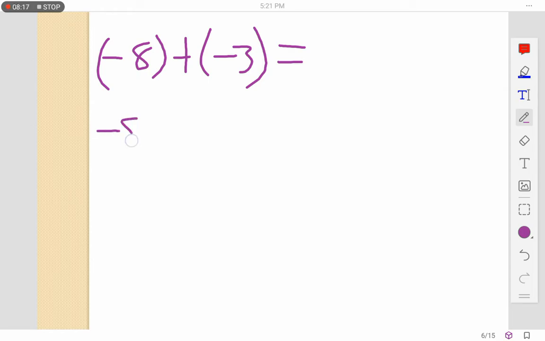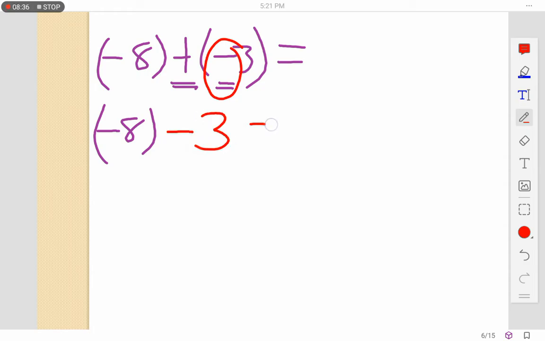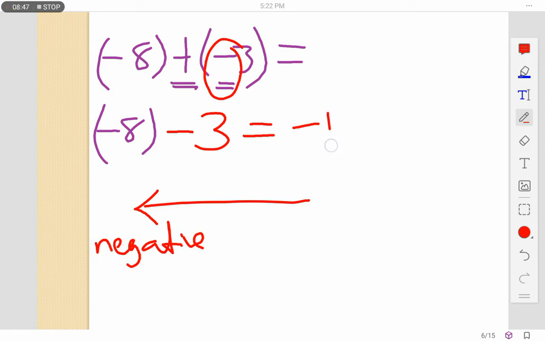When I have minus 8 like this, then here I've got a plus, then I have got a negative. It's like the negative sign overrides the positive sign. So at the end of the day, I'll have minus 8 minus 3. Then if I go on my number line, I'll be going in the negative direction. Okay, then I'll get minus 11.